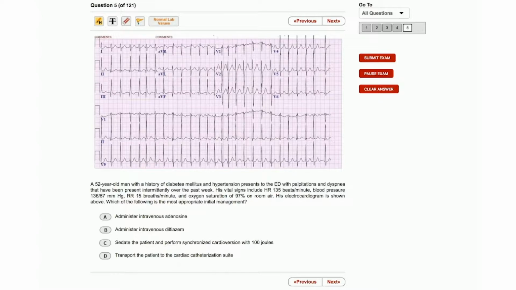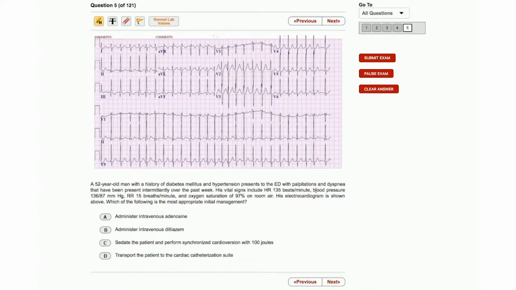So this is a two-step question. First, we're going to identify the diagnosis. In the ECG above, it looks like an irregular tachycardia with narrow QRS complexes. So this is atrial fibrillation with a hemodynamically stable patient. That is very important here.